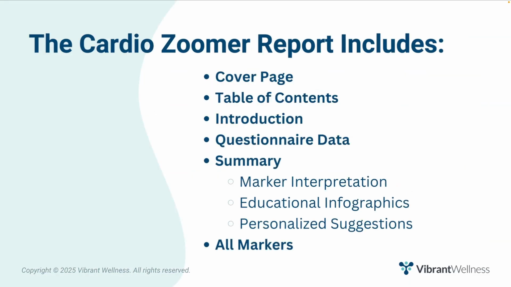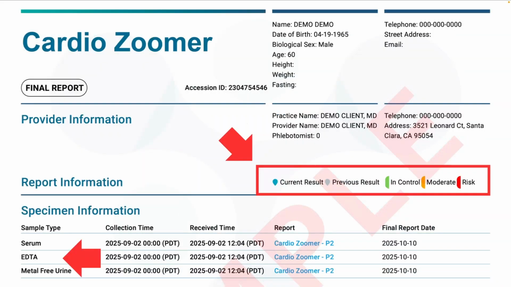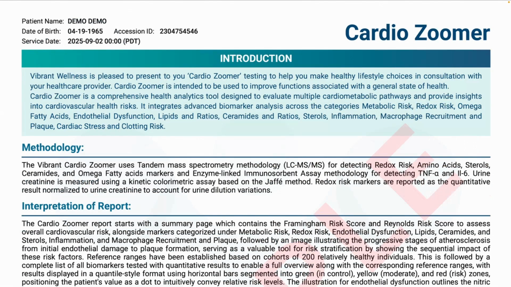Let's start with a quick overview. The Cardio-Zoomer report includes a cover page, a table of contents, an introduction, questionnaire data, a summary with marker interpretation, educational infographics, and science-backed personalized recommendations, and then ends with a list of all the markers. The cover page identifies the sample type and includes the results interpretation key. The introduction page is where you can find the methodology and interpretation of report, and I highly recommend reading this page, especially if you want to learn about the methodologies used or how reference ranges were established.